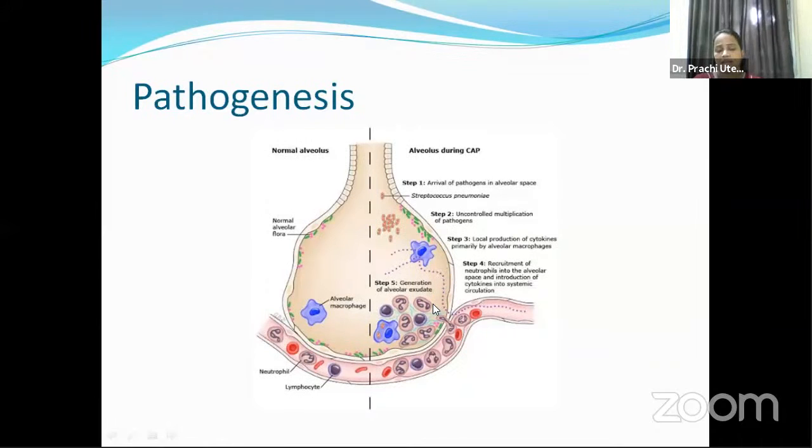The alveolus has IgE and alveolar macrophages, and they are quite protective in preventing pneumonia or the inflammatory process.